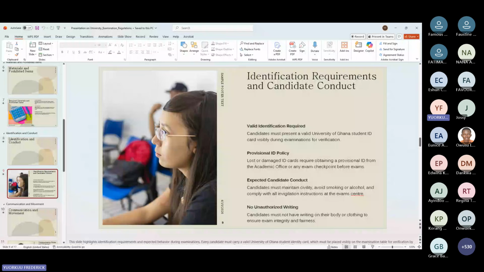There are people there when examinations are in session who are seated there to give provisional ID cards and to check students who don't have their ID numbers on the desktops.